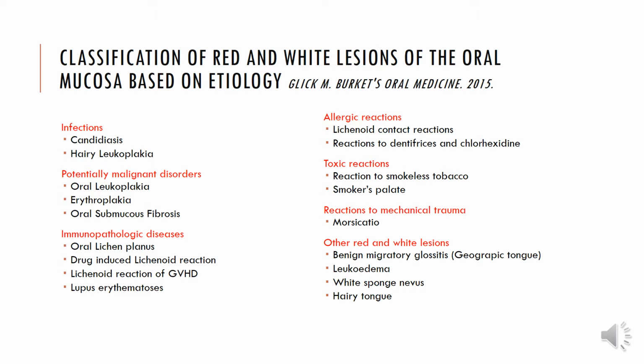The classification of red and white lesions, which we based on etiology, divided them into infections, potentially malignant disorders, immunopathologic diseases, allergic reactions, toxic reactions, and reactions to mechanical trauma and others. So what we will do now is look at a few examples of cases and how we could formulate a treatment plan, looking at a case clinically, trying to give it a diagnosis, as well as formulating a treatment algorithm.